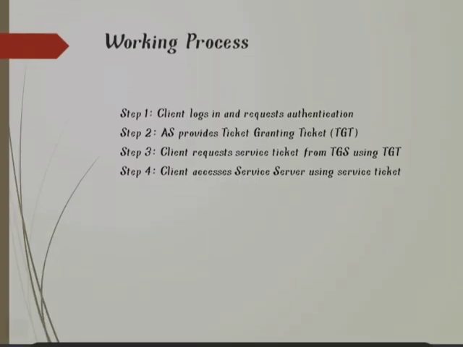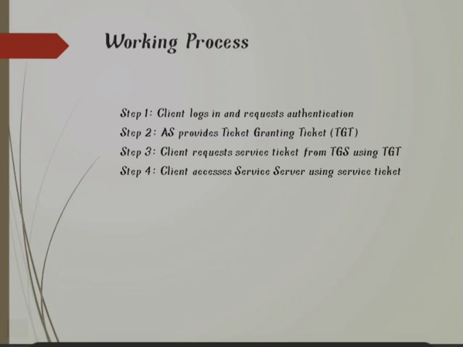Working process. Now let's understand how it works step by step. Authentication request. The user logs in and sends their ID to the authentication server. This server checks the identity and sends back the ticket granting ticket, which is encrypted using a key derived from the user's password. TGT decryption. The client decrypts the TGT using its password. If successful, it proves the client's identity.